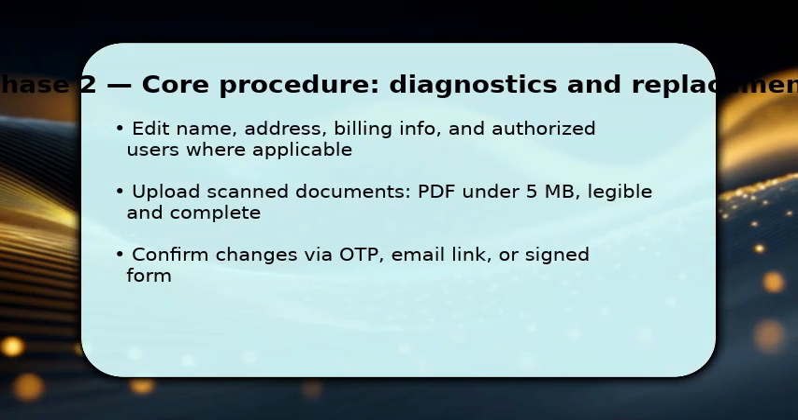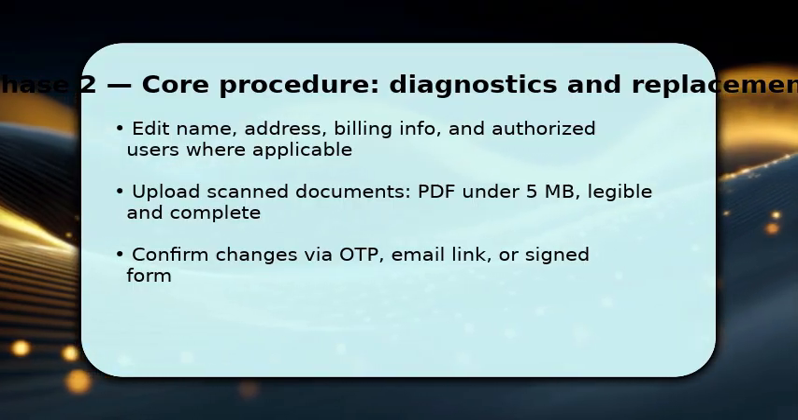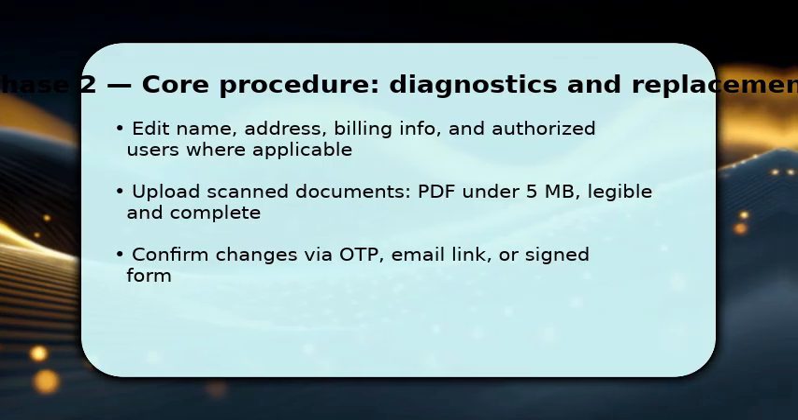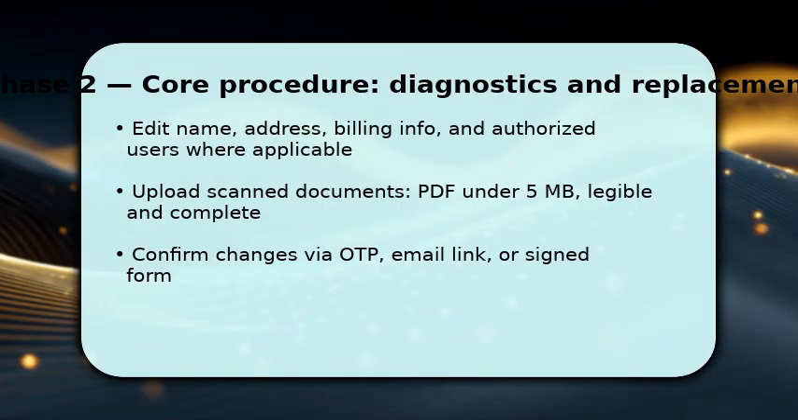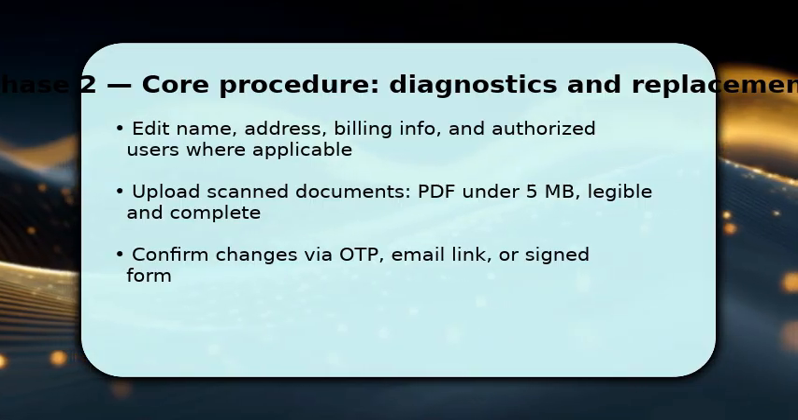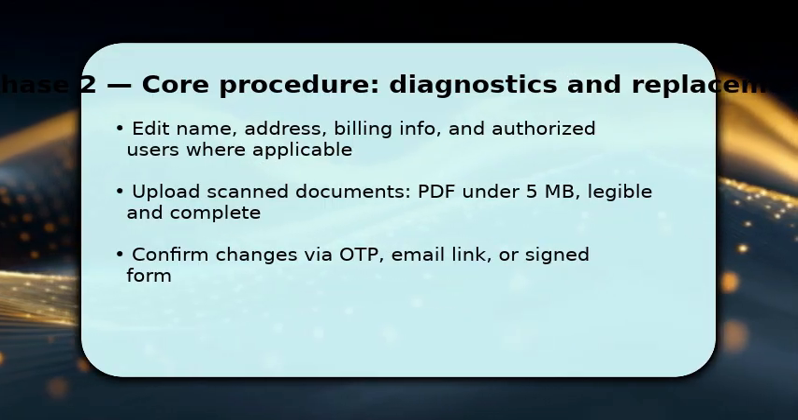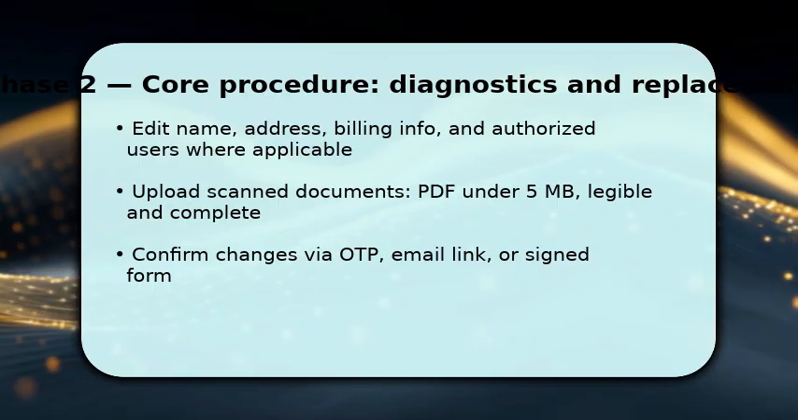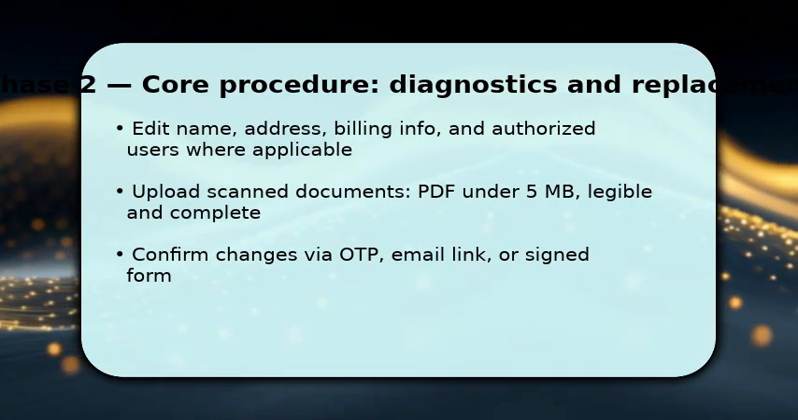You now perform the detailed edits. Change name fields, update mailing and service addresses, and modify billing or authorized user settings. Upload required scans, keep files under 5 MB and clearly legible, and select document types that match requested proof. Once uploaded, follow verification. Enter an OTP, click a confirmation email link, or sign and submit a physical form.